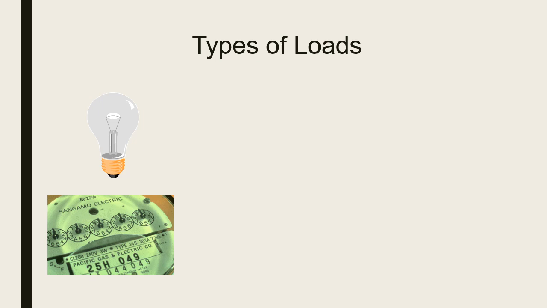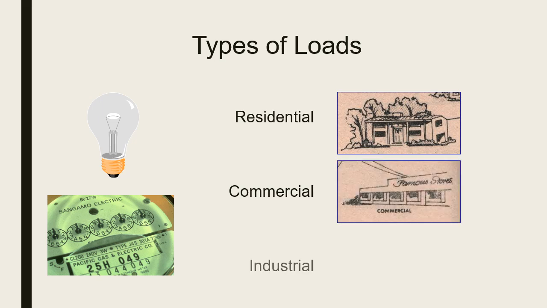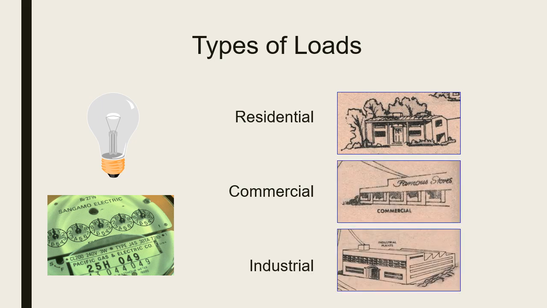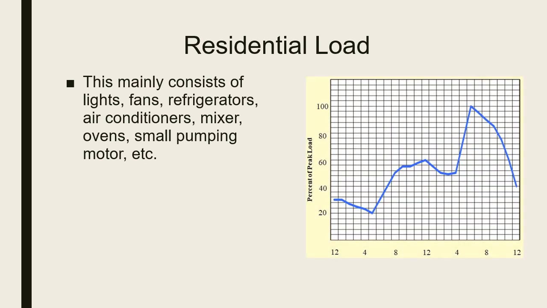We have the different types of loads. We have three, such as the residential, commercial, and industrial. Residential loads mainly consist of lights, fans, refrigerators, air conditioners, mixers, ovens, small pumping motors, and others. In the figure, you can see the typical load curve for a residential load.